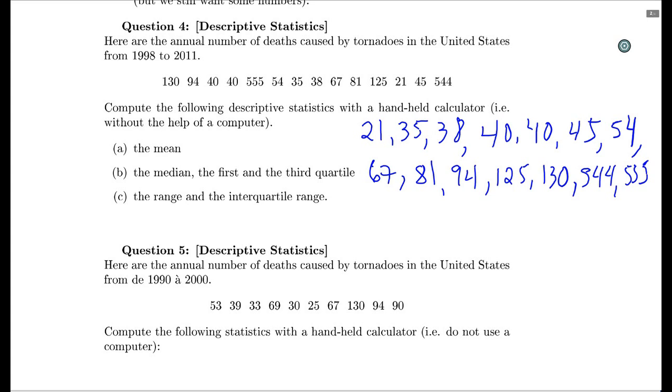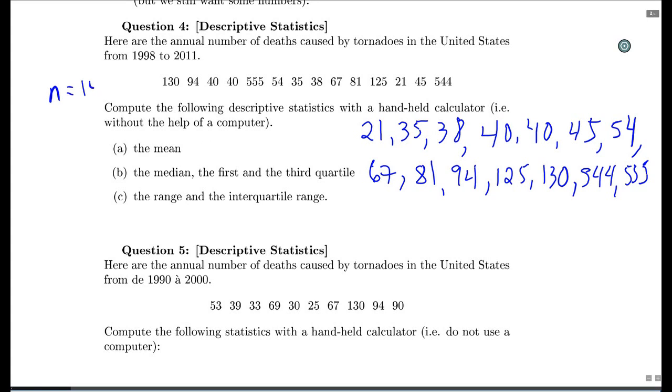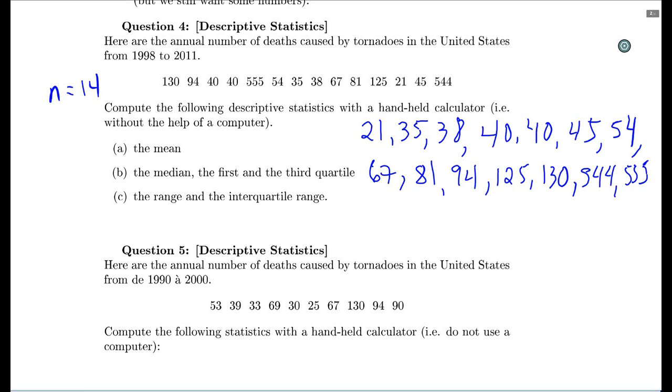Okay, and so when we're computing the median or even the quartiles, what we need to do is order the values in ascending order from smallest to largest. And so for example, I put the first value, which is 21, and then wrote down the next value, 35, 38, and so on, right up to the largest value, which is 554. And so here we have the values in ascending order. And we need to determine how many values that we have. So here we have n equal to 14 observations.